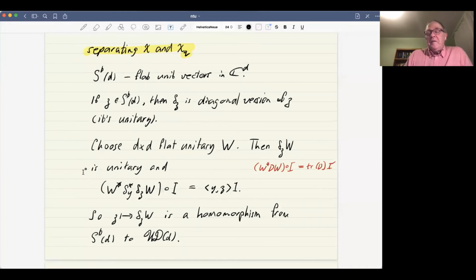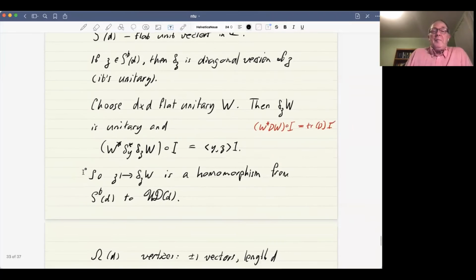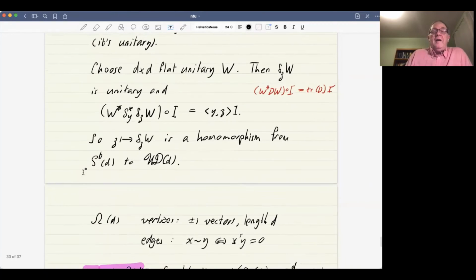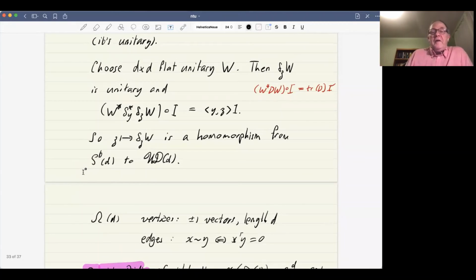Yeah, think about it for a second, but it's a unitary matrix. It's not the most complicated unitary matrix. And I want to construct a homomorphism from S-flat into the unitary derangement graph. To do that, I need to pick some D by D flat unitary W, and I don't care what it is. You can take it to be the character table of your favorite abelian group of order D, for example.